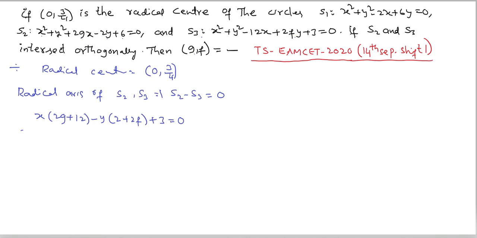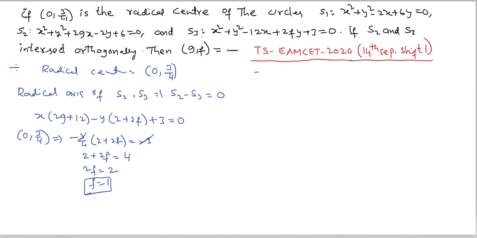This radical axis passes through the radical center 0 comma 3 by 4. Putting in this x is 0, y is 3 by 4: minus 3 by 4 into 2 plus 2f equal to minus 3. Both sides minus 3 cancelled. So 2 plus 2f is equal to 4, so f is equal to 1. The value of f is 1.